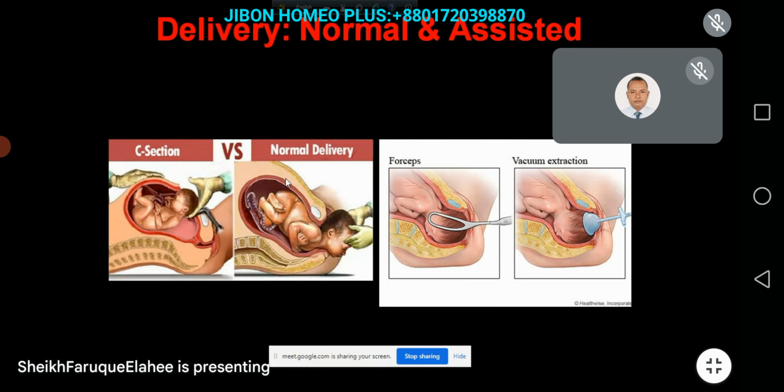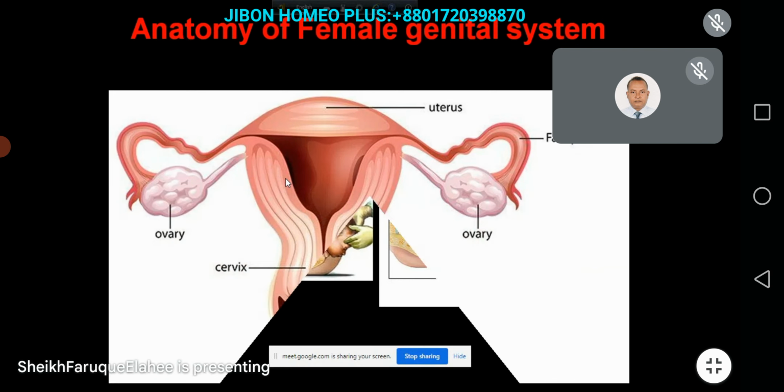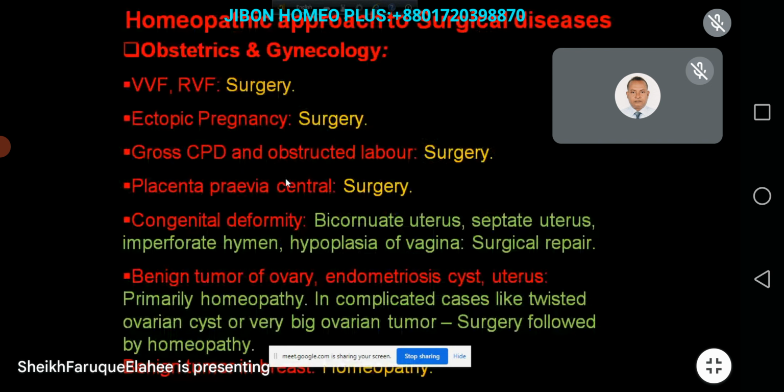Now I will show you very briefly the normal process of delivery. Because our subject is here, this is called obstetrics and gynecology. Gynecology means the diseases of the female genital system. It deals with the diseases of female genital system. And obstetrics deals with the pregnancy, labor, puerperium, and the newborn.